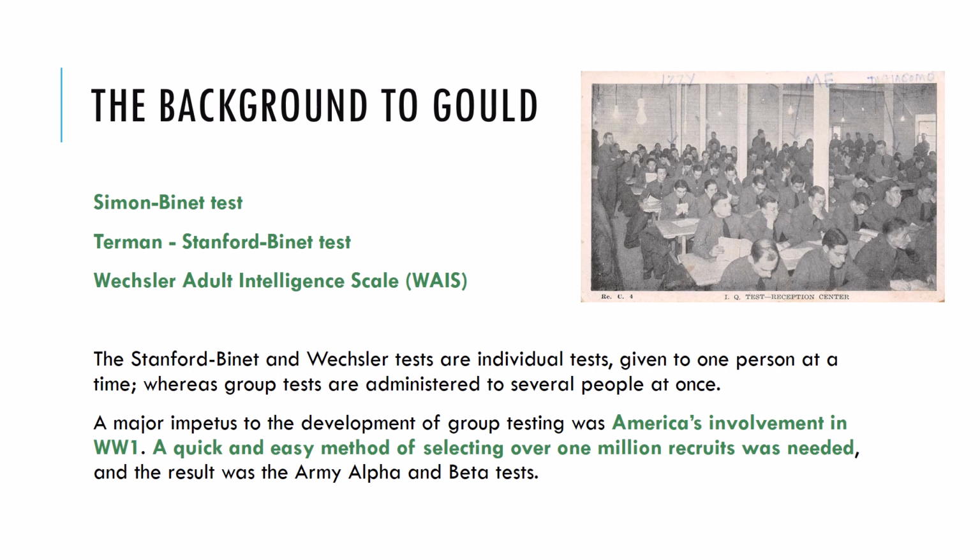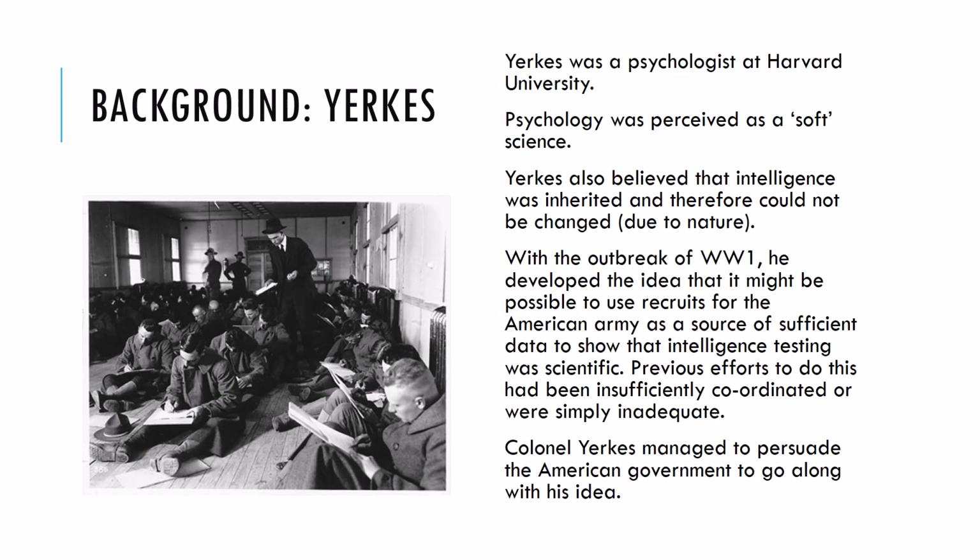These Army Alpha and Beta tests were developed by Yerkes. Yerkes was a psychologist at Harvard University at this time, in the early 1900s. And in the early 1900s, psychology was perceived as a soft science. So Yerkes wanted to improve its status by demonstrating that it could be as objective and as quantifiable as other scientific disciplines.